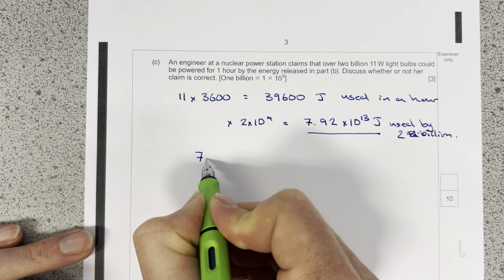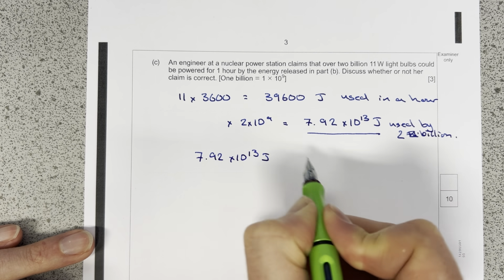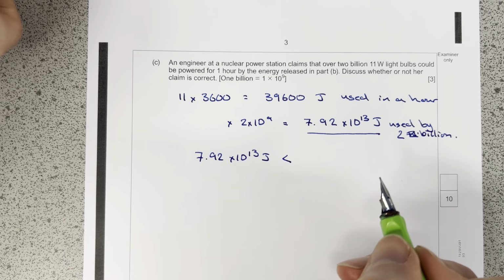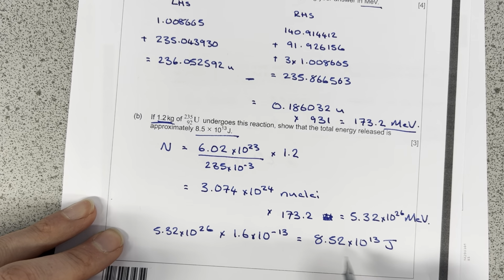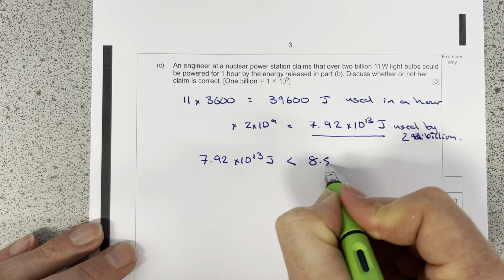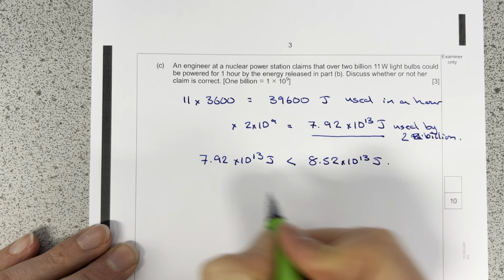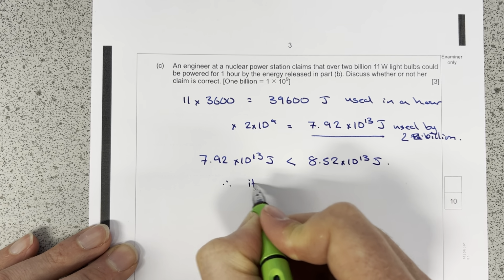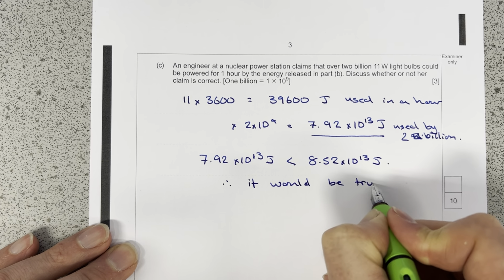So 7.92 times 10 to the 13 joules is less than, if we go back to part B, it's less than this 8.52 times 10 to the 13 joules. Therefore, it would be true. They could do this, couldn't they?